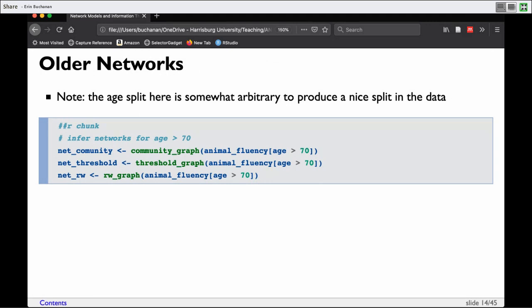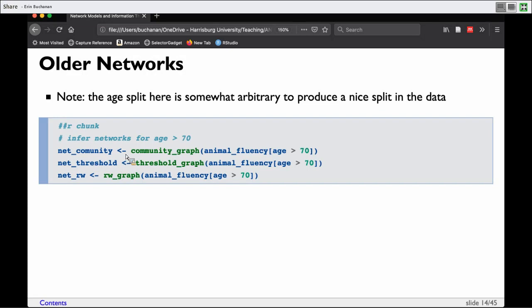Okay. The age split here is totally arbitrary. I just made it up so that I would have kind of an equal set of people in the graph. I think it would be neater to find some way to do this in a continuous fashion, but I also think it's important to talk about the comparison. So we're going to look at networks for people over 70 and then basically everybody else.